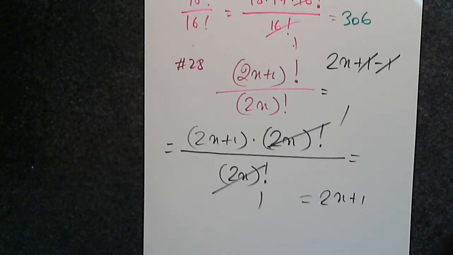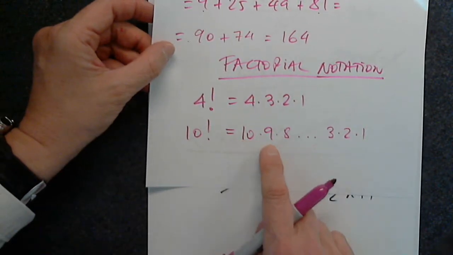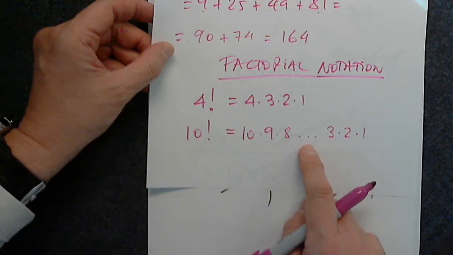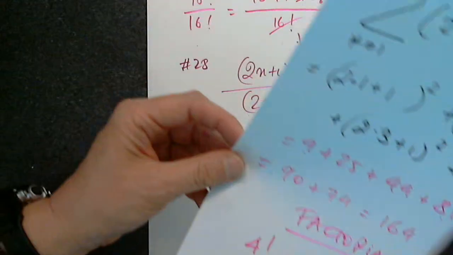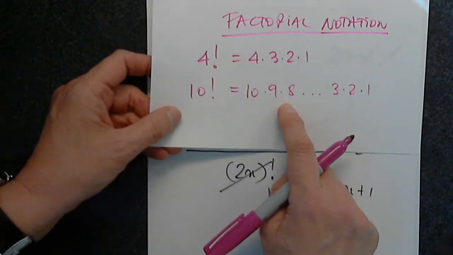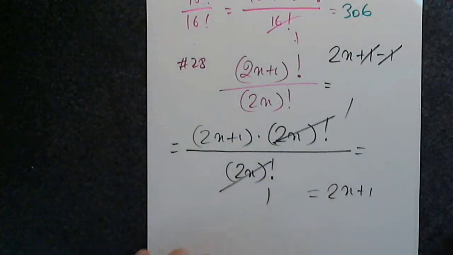Any questions? Why did you subtract one? 2n plus 1 factorial is 2n plus 1 times 2n plus 1 minus 1 times minus 1 times minus 1, and so on. Because from 10 to 9, I subtract 1. From 9 to 8, I subtract 1. From 8 to 7, I subtract 1.